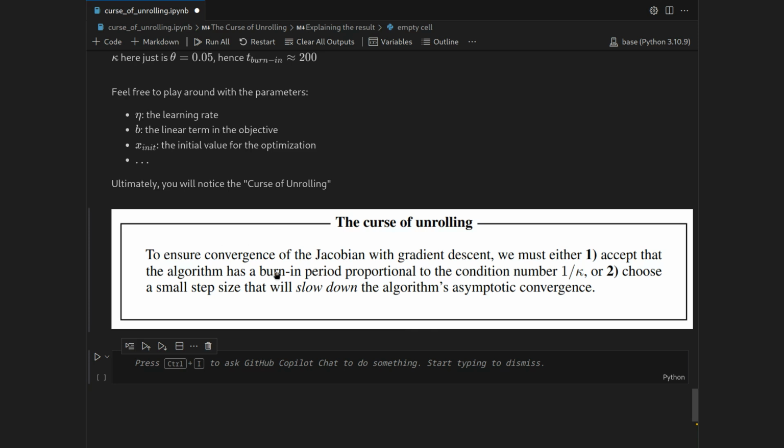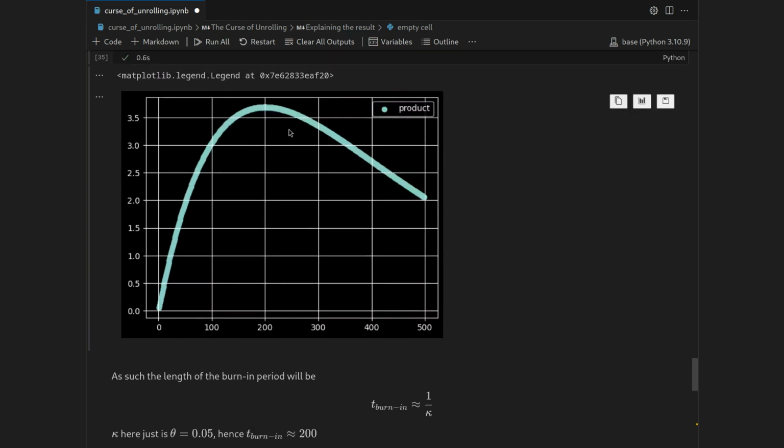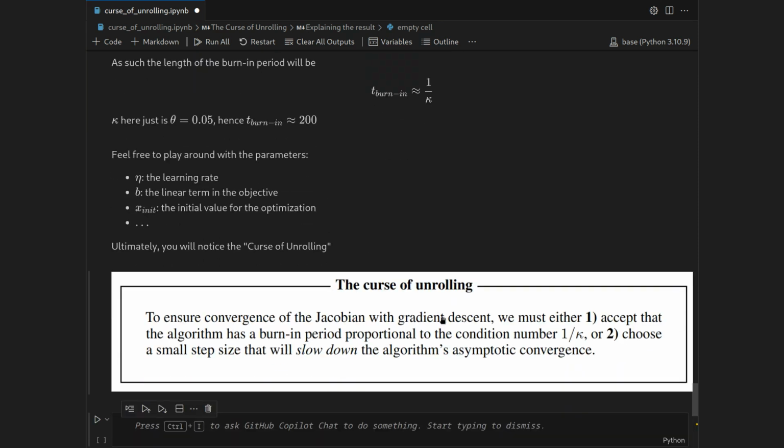say, to ensure convergence of the Jacobian with gradient descent, we must either 1. Accept that the algorithm has a burn-in period proportional to the condition number, so this is what we saw, or 2. choose a small step size that will slow down the algorithm's asymptotic convergence. So this basically means we have to decide between either having the curse of unrolling, this particular counterintuitive phenomenon where our Jacobian gets worse, or we have to greatly slow down the overall algorithm's convergence. From another perspective, this would also slow down the primal convergence. So we need to make a balance between that, and since we cannot have both optimal or perfect, this is called the curse of unrolling.